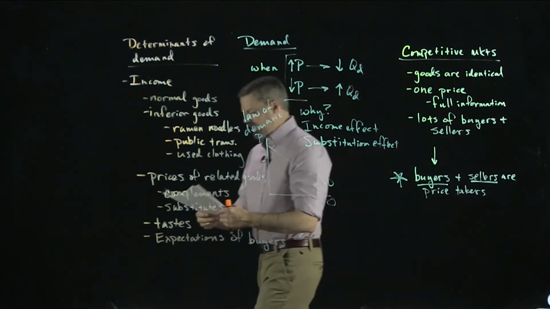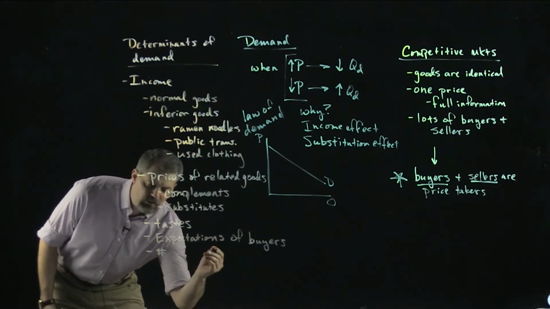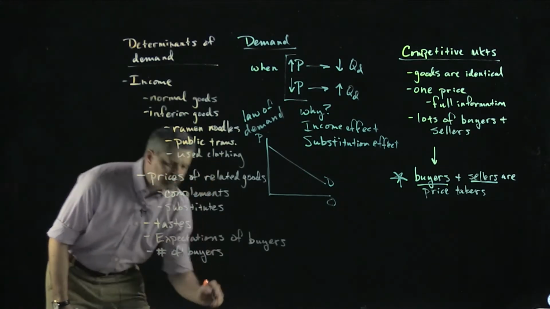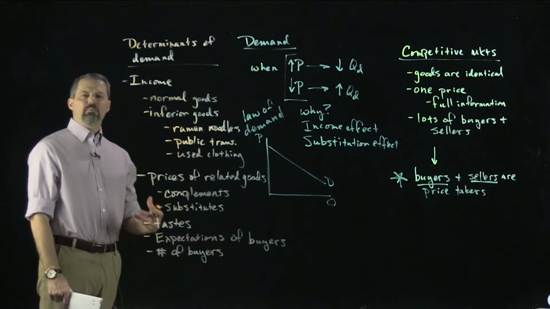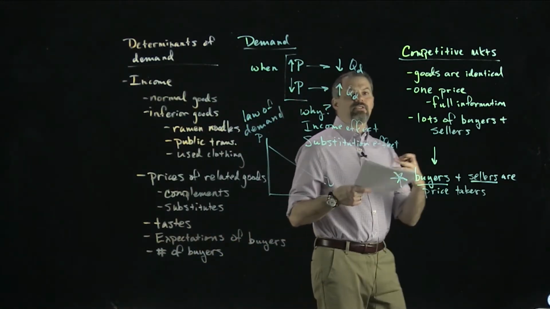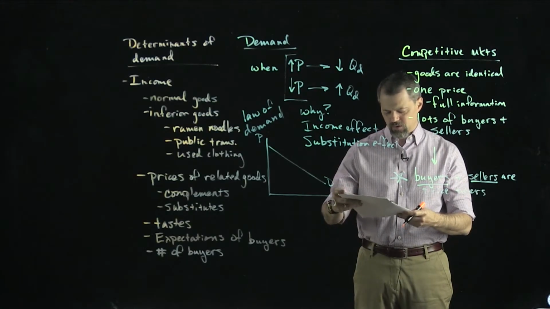So expectations of future price or expectations about future income can have important impacts on your demand right now. And then the last one is the number of buyers in the market, or the number of consumers. Let's just write number of buyers. If the number of buyers in the market goes up, then that will increase market demand. If the number of buyers goes down, that will decrease the market demand.